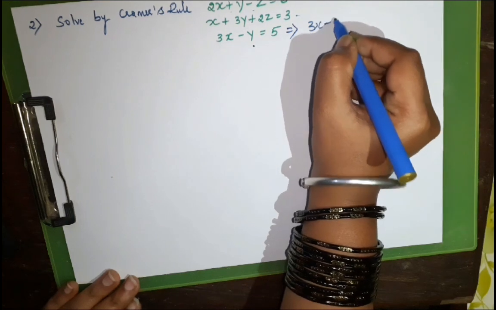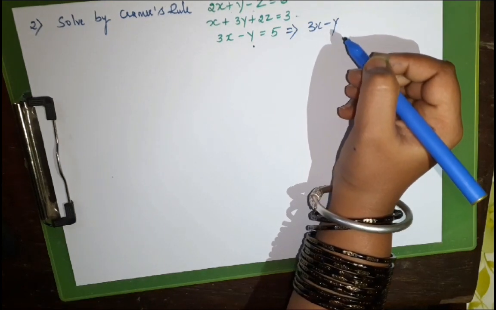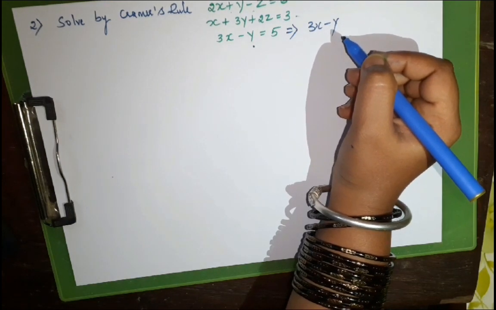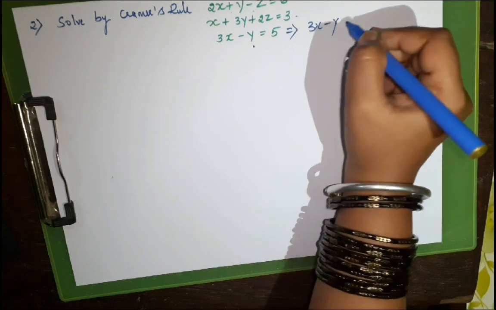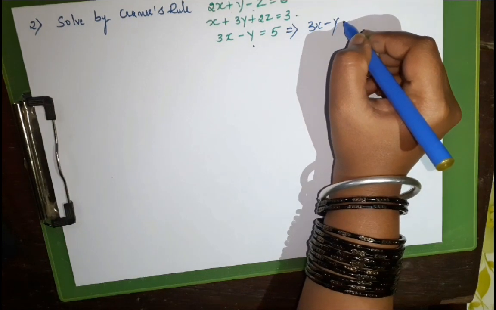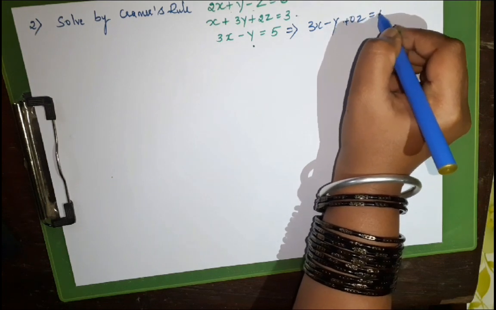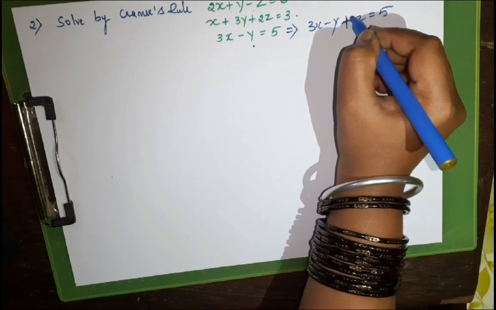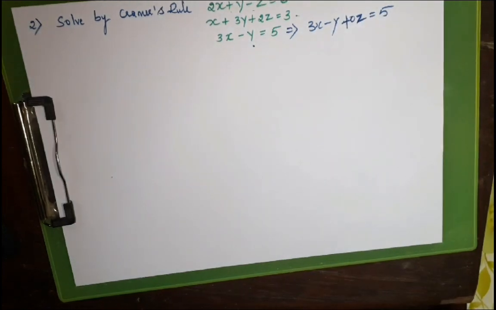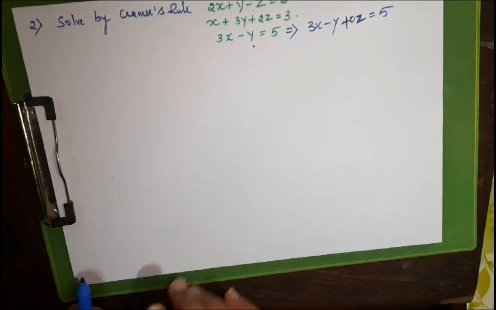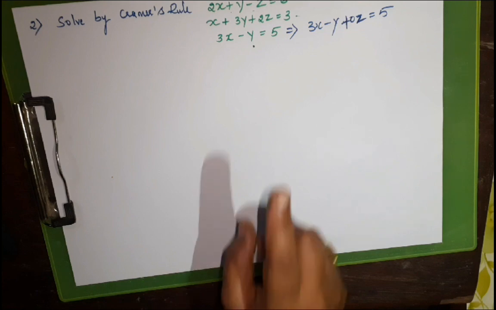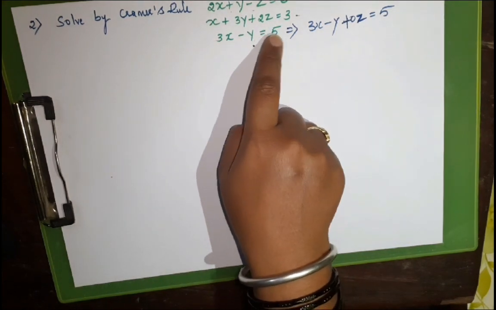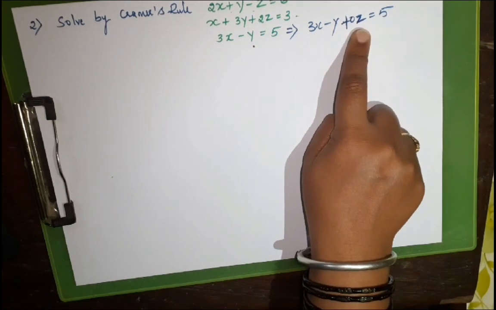So 3x minus y, they have not given anything about the z, so it will be 0. Plus 0z is equal to 5. If they had given z, it would become 1. As they are not specifying z, not mentioned, it will become 0.